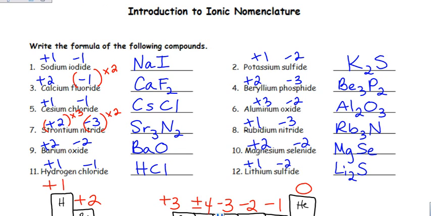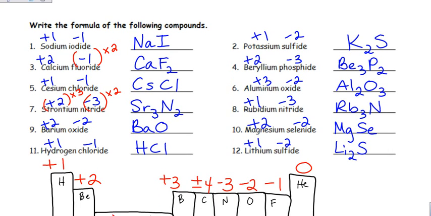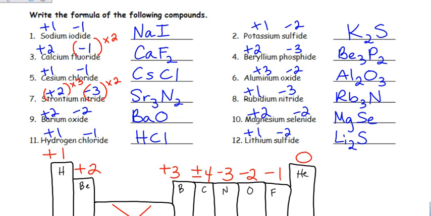Alright, so here's the answer key. Writing simple ionic formulas. Check these over. When you do these on a test or a quiz, I don't need to see any work. I don't need to see the charge. I don't need to see the little multipliers.